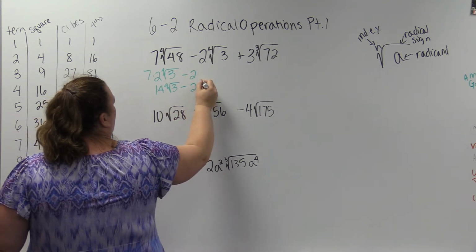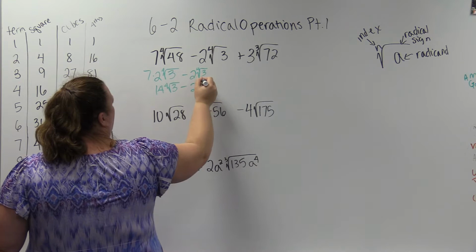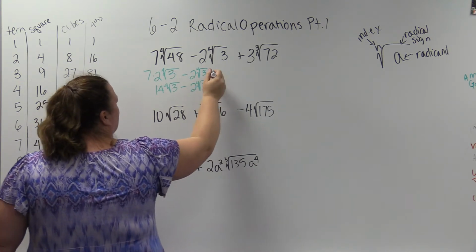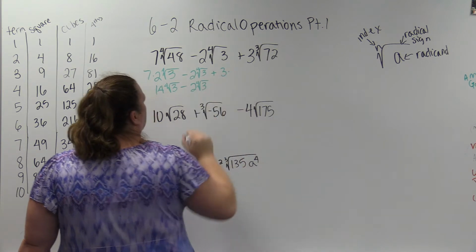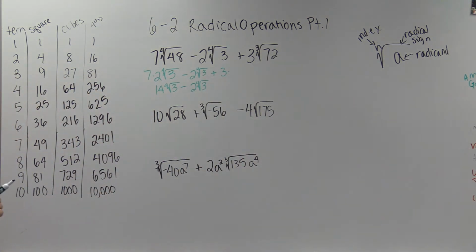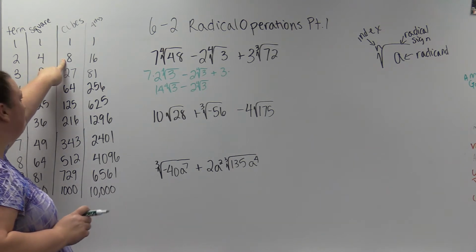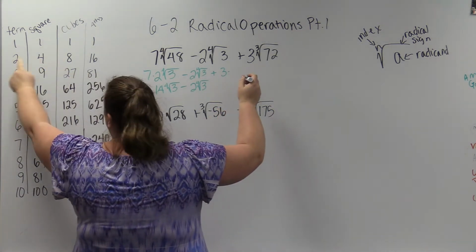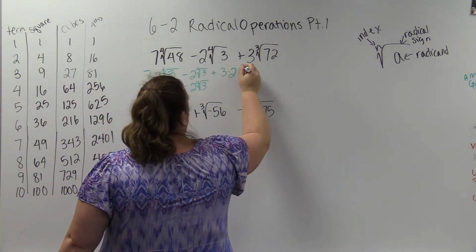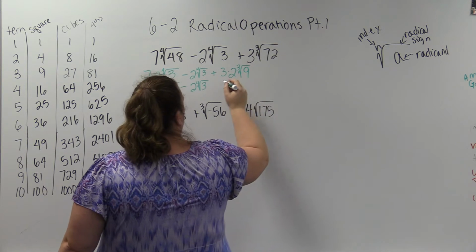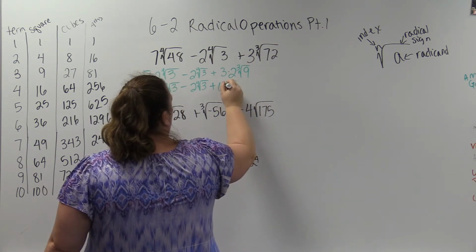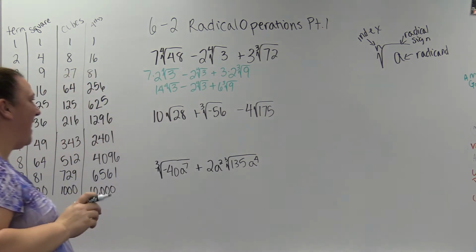minus 2 4th roots of 3 plus 72 is, well, that's a cube root. So 72 on my cubes is 8 times 9. So the cube root of 8 is 2. So that becomes 6 cube roots of 9.